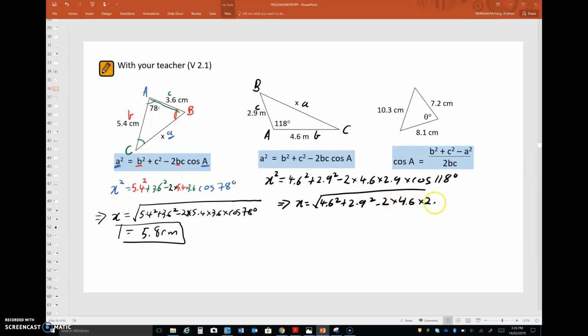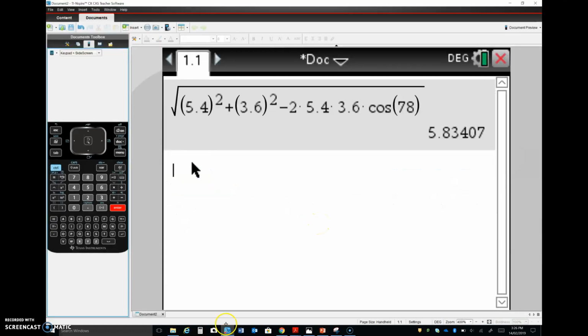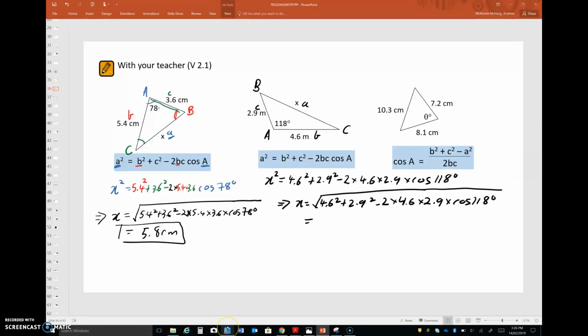You'll start to see the pattern in this, and you'll get really confident with this rule. Okay, so let's put this one into the calculator. I'll just let you have another look, and I'll have another look too and see if I can remember.